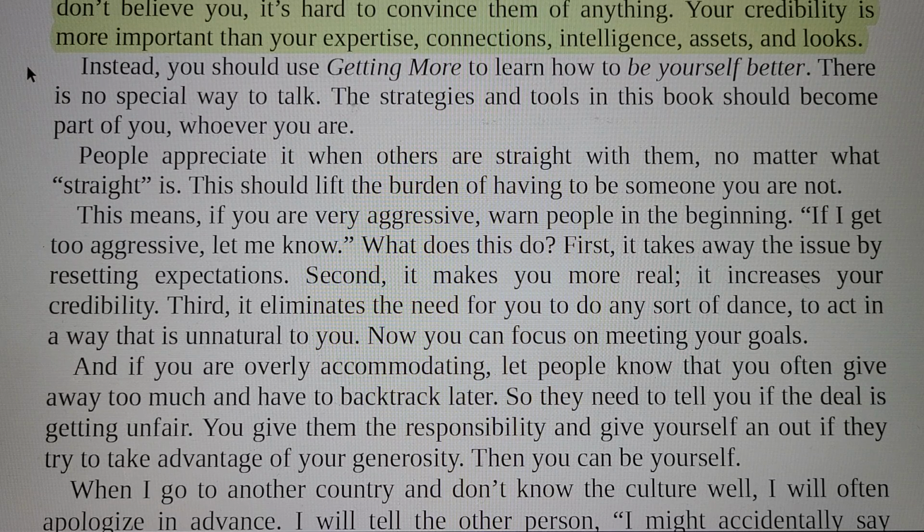And if you are overly accommodating, let people know that you often give away too much and have to backtrack later, so they need to tell you if the deal is getting unfair. You give them the responsibility and give yourself an out if they try to take advantage of your generosity. Then you can be yourself.